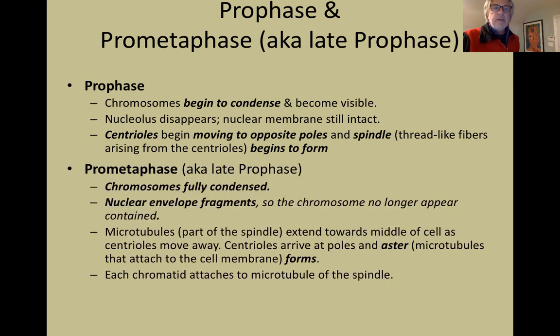That's prophase. In pro-metaphase, the chromosomes are fully condensed. The nuclear envelope now disappears, and the chromosomes no longer appear contained. The spindle starts to extend towards the middle of the cell because by this point, the centrosomes have moved to the opposite poles. And we'll talk about the aster in a second. And the chromatids begin to attach to a microtubule of the spindle. That you cannot see, but that's happening as well.